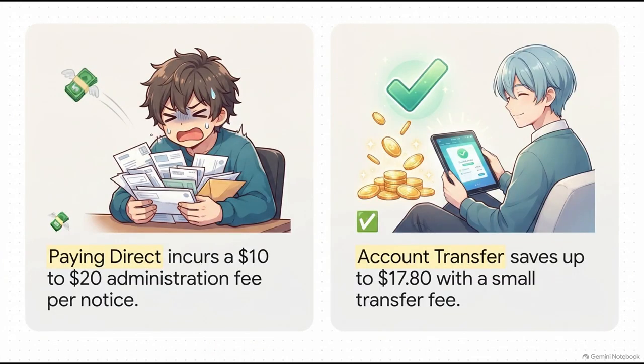Let's put these 2 methods side by side because it's a huge money saver. Paying direct means you are forced to swallow that full $10 to $20 administration fee per notice. Ouch. But by transferring it to an active account, you replace those sky-high admin fees with a tiny transfer surcharge. We're talking usually somewhere between $1.10 and $2.90. You can literally save up to $17.80 per notice just by having and using a Linkt account.